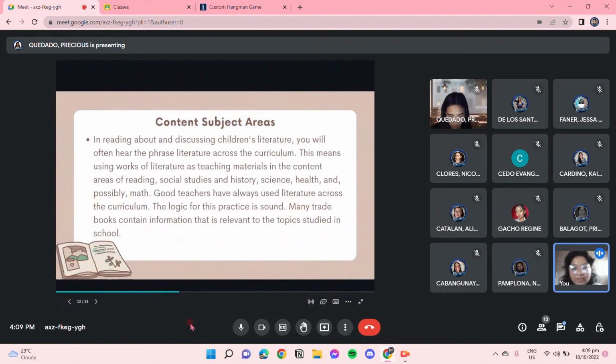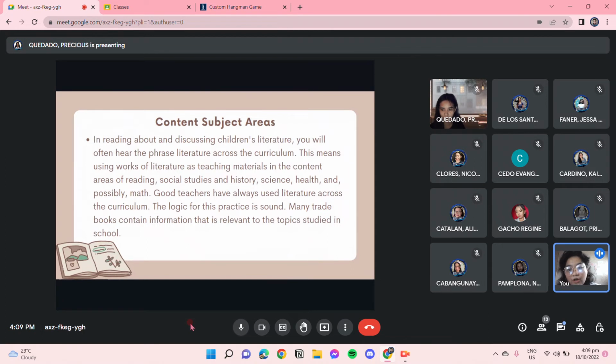So content area subjects. In reading about and discussing children's literature, you will often hear the phrase literature across the curriculum. This means using works of literature as teaching materials in the content areas of reading, social studies, history, science, health, and possibly math. So yeah, literature is literally everywhere.